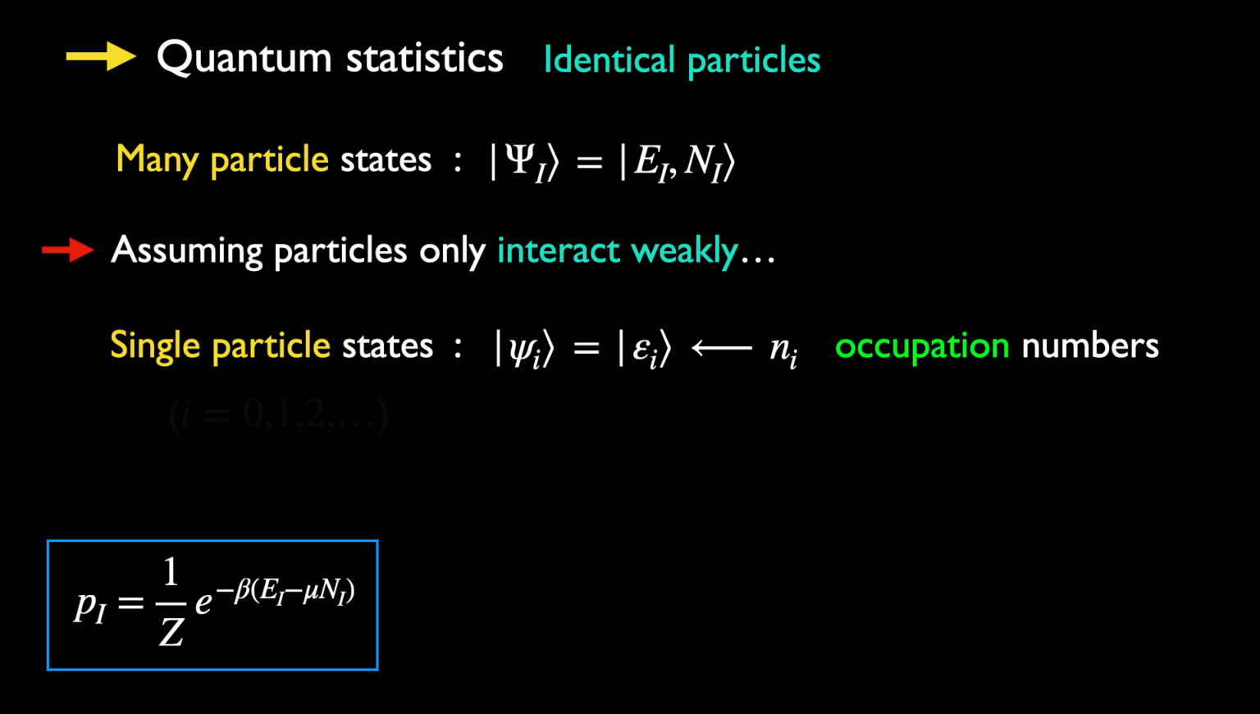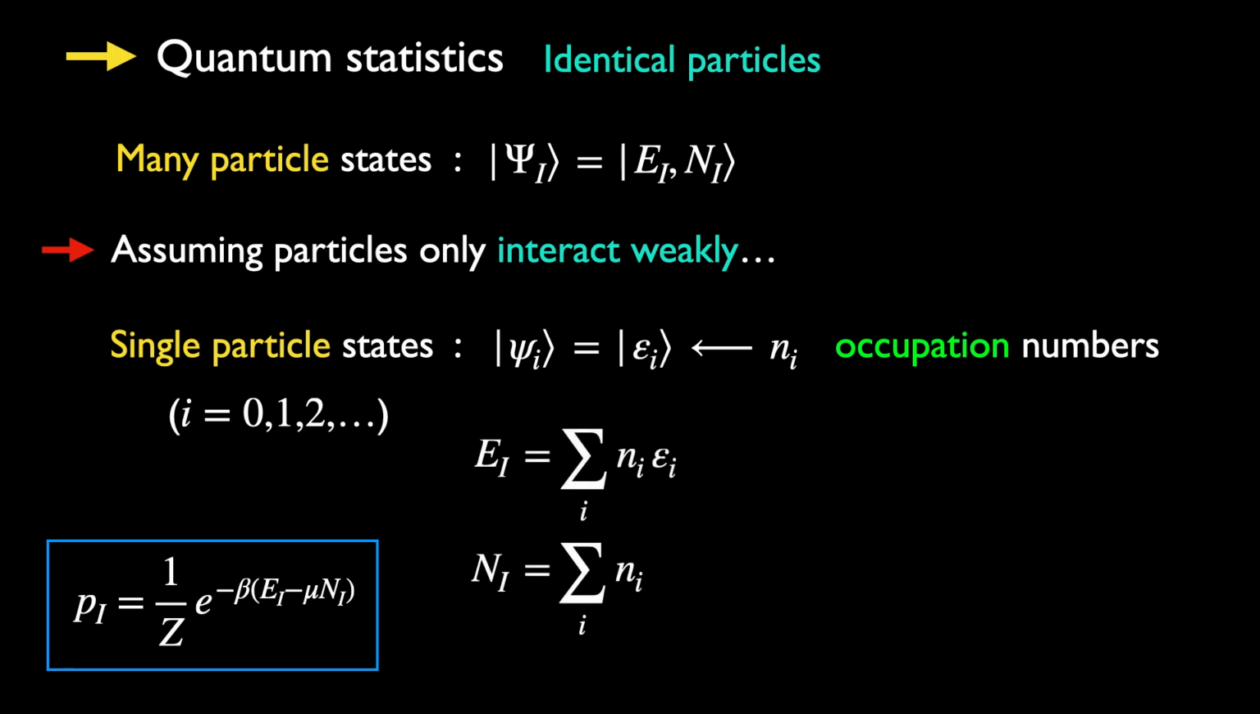The subscript i indexes the single particle states psi-i. These states are energy eigenstates with eigenvalues epsilon i's. Let's assume that the number of such states is arbitrary, maybe infinite. So given this set of single particle states, we can simply describe each multi-particle state by a set of occupation numbers.